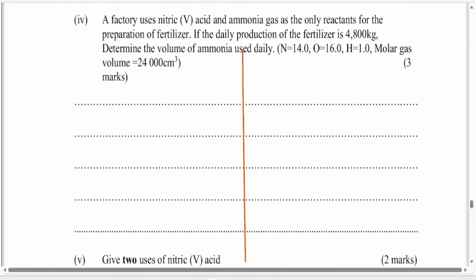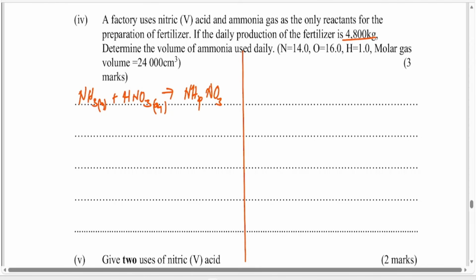That is what we say 24.0 liters. So we are supposed to determine the volume of ammonia gas used, and remember, we are just given the amount of fertilizer that was produced, 4,800 kilograms. So here we have to start by writing the equation that led to the production of the fertilizer, and in this case we reacted ammonia gas with nitric 5 acid, which is aqueous, and this gave us ammonium nitrate.